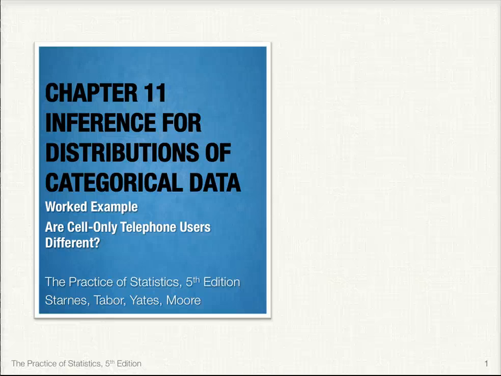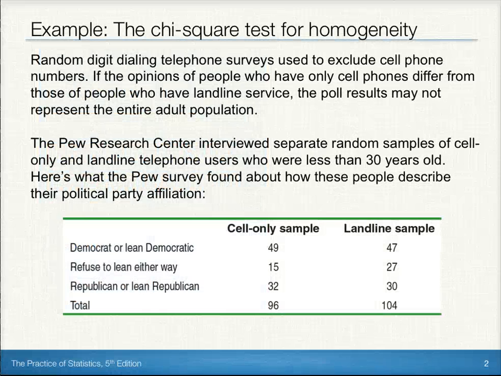In this example, we'll take a look at performing a chi-square test for homogeneity. Now, random digit dialing telephone surveys used to exclude cell phone numbers. If the opinions of people who have only cell phones differ from those who have landline service, the poll results may not represent the entire adult population.